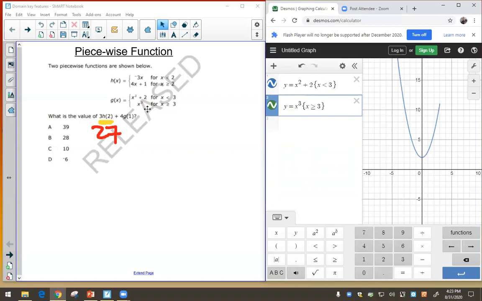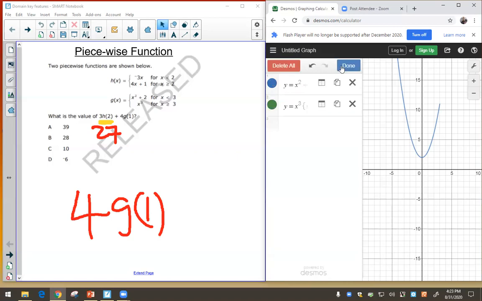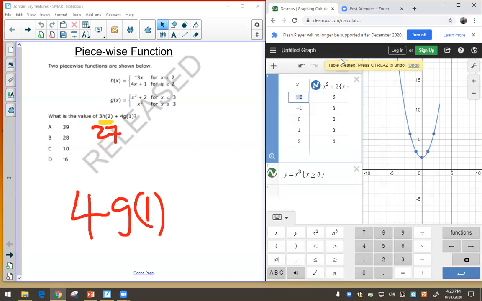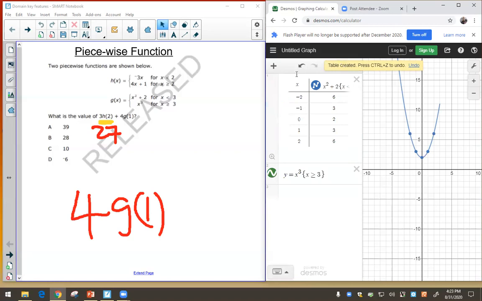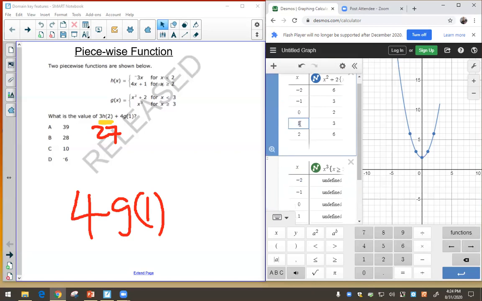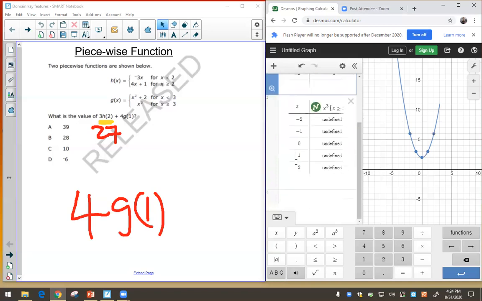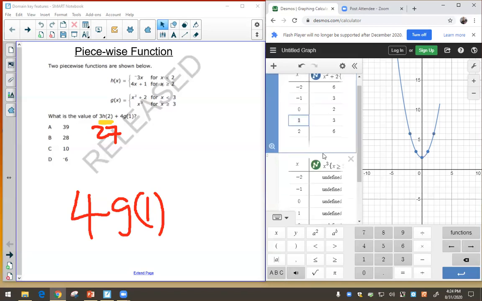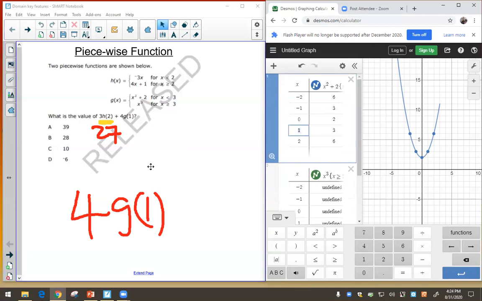Now here we have G1. So we need to find what is G1. So the big question, 1 belongs to which piece? Don't worry, Desmos will give you the answer. You click, open table 1. Okay, cool. Click table 2. So 1 in the first piece, when x is 1, y is 3. Let us check the next piece. When x is 1, it's undefined. So clearly 1 belongs to the first piece, that is x squared plus 2. And when x is 1, y is 3.